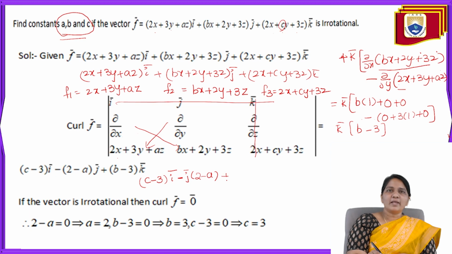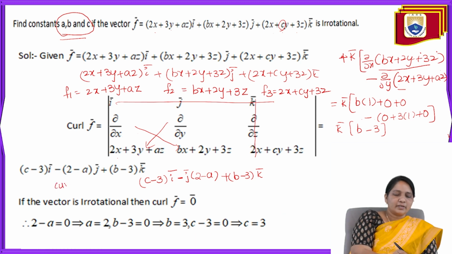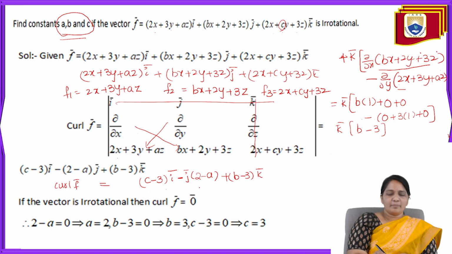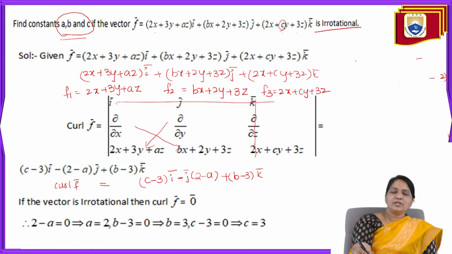So here I got plus (b minus 3) into k bar. Finally I got this value, that is curl f bar equal to (c minus 3) into i bar plus j into (2 minus a) plus k into (b minus 3). According to the given data, this vector is irrotational.